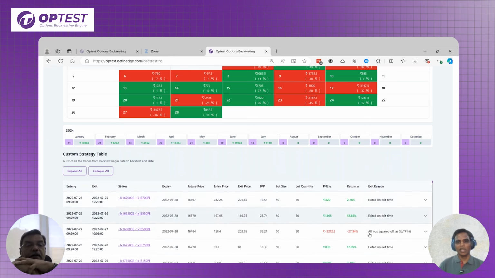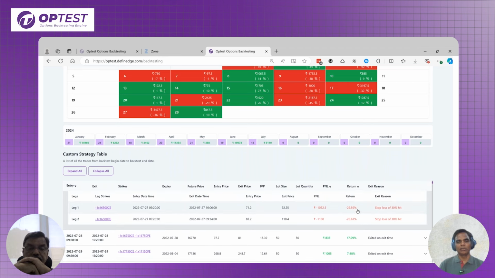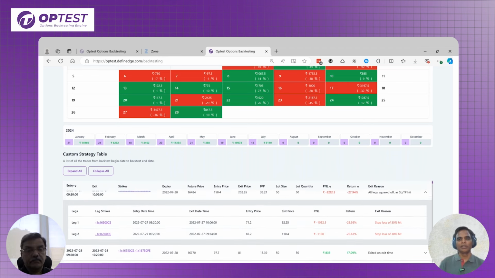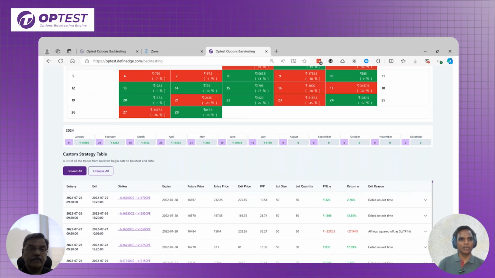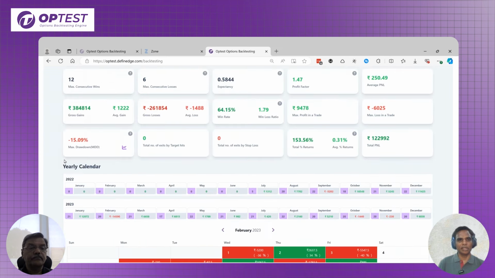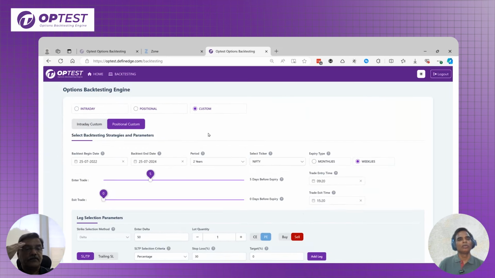And here you can also see all legs are squared off as stop loss or target is hit. So 90%, 30%, 30%, both stop losses are hit. So that is good. All that information is there for you to check in the custom backtesting. Similarly, this gives such a huge number of possibilities for anyone who is, definitely not for newcomers. This is for people who have been in the market. They can think of any kind of possibilities to backtest.